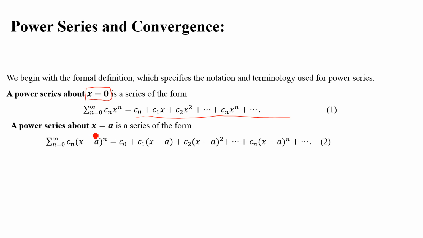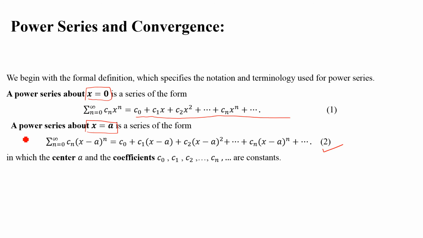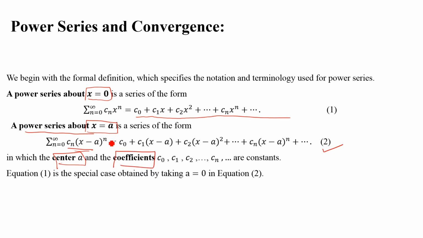So this is the general definition of power series about x equal to a, where a is any real number. And it can be defined by this series, sigma c_n (x minus a)^n, where n varies from 0 to infinity. And this is given in equation 2. Now, if we have a power series in this form, or a power series about x equal to a, then a is called the center and these constants c_0, c_1, c_2, c_n are called coefficients. So equation 1 is the special case obtained by taking a equal to 0. So this is the series with center x equal to 0.